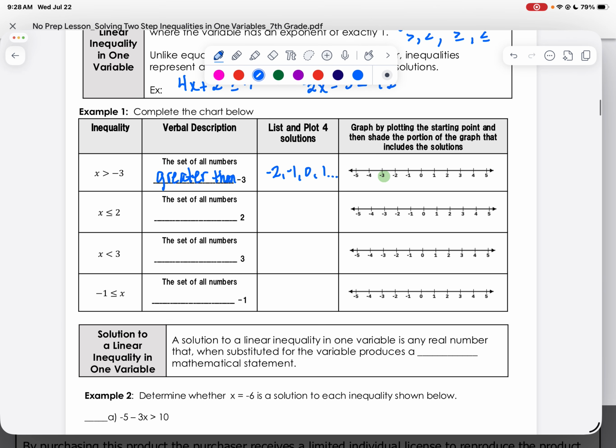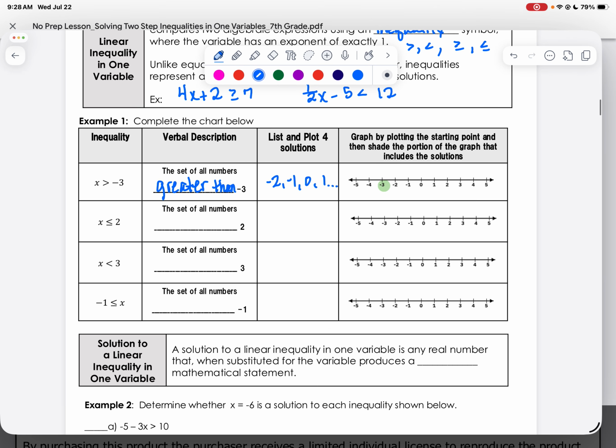Okay. Now, to plot the solution on the number line, you always begin by putting a circle at your starting point, which in this case is -3. The circle is either going to be open or filled in. In this particular case, our circle is going to be open because -3 is not included in the solution set.